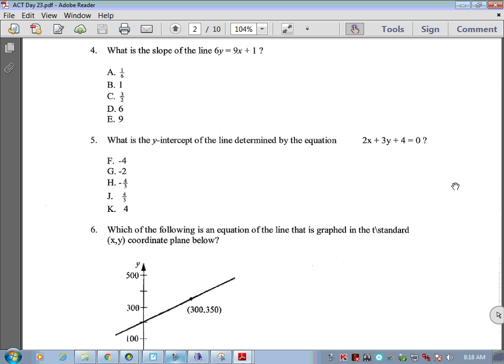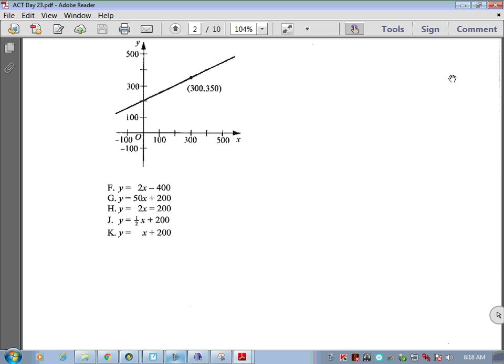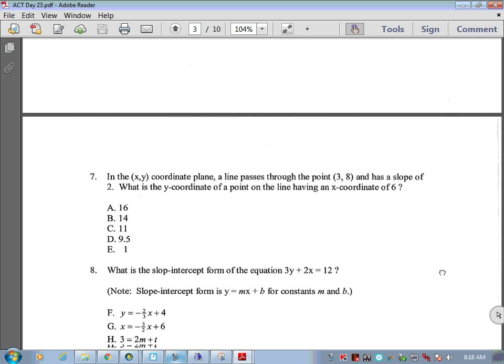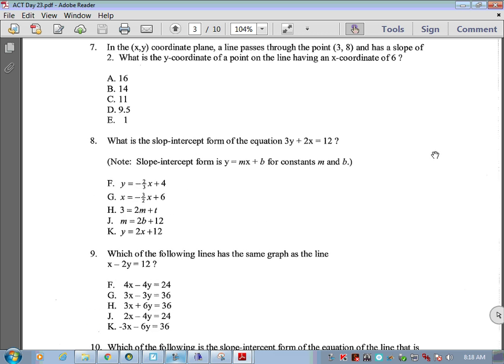6 is J, y equals 1/2 x plus 200. Okay. Good? Okay. 7 is B, 14. 8 is J, 2x minus 4y equals 24. Okay, notice that that's in standard form.